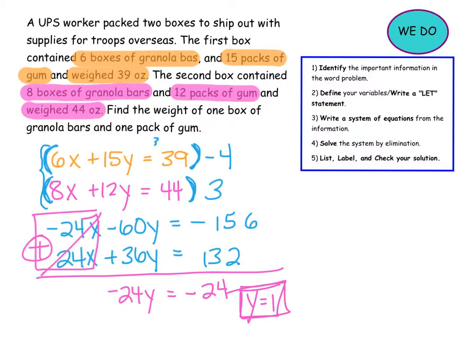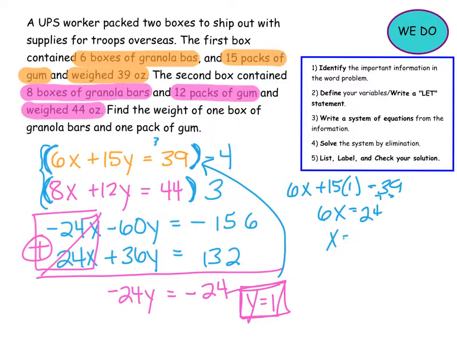From here, I need to find an x. So I'm going to take this y, plug it into an original equation, so either pink or orange. I'm going to do 6x plus 15 times y, which is now 1, equals 39. 6x equals, if I subtract 15, 24. And x equals 4 when you solve. And so my answer is granola bars are 4 ounces per granola bar box, and it's 1 ounce per pack of gum. But I have to remember to check my answers.